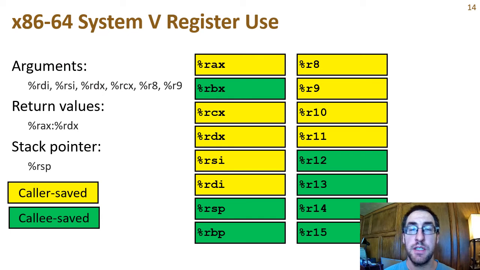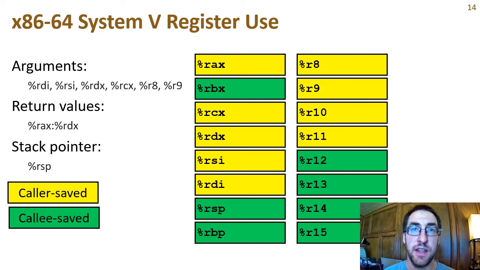Here again we have the full set of general purpose registers, color-coded to show which are callee saved and caller saved. Remember that a callee saved register needs to be saved in a function before modifying it, and restored to its original value before returning. A caller saved register needs to be saved in a function before calling another function if the value is needed after the second function returns.